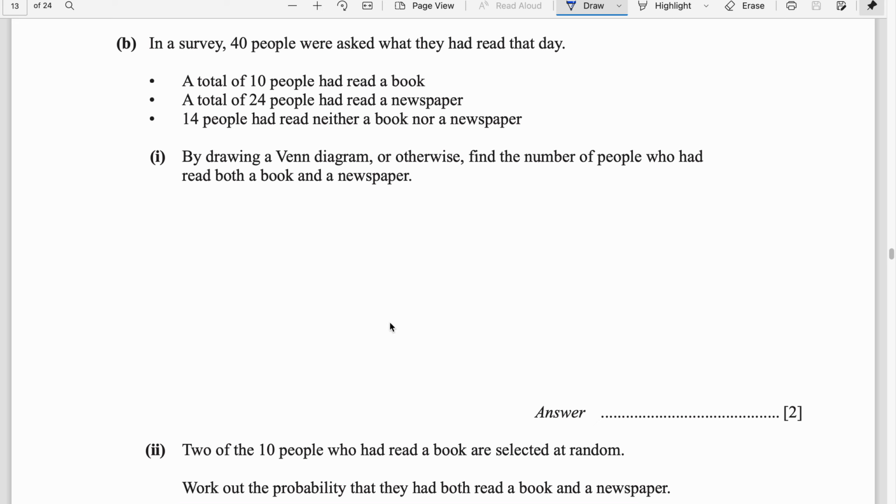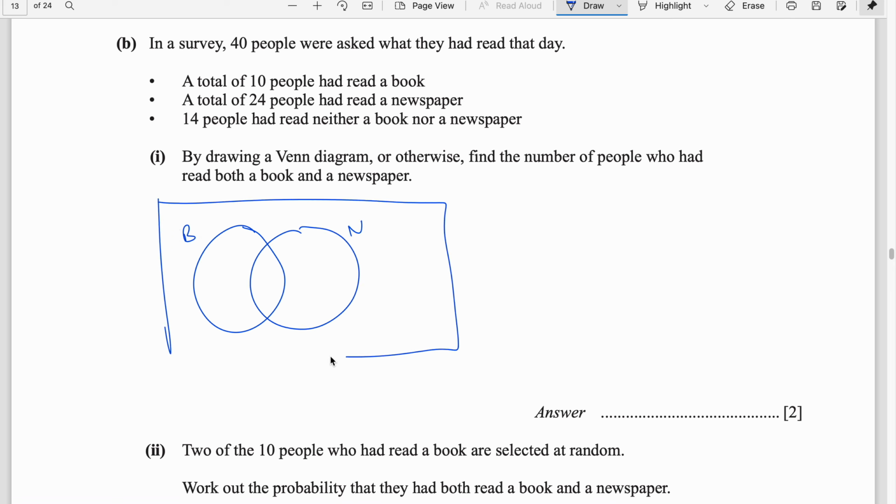Book and newspaper. So we are talking about book and newspaper, only two options. So two circles enclosed in a universal complete set box. A total of 10 people had read a book. So this is book. This complete circle would mean it is 10. And a total of 24 read newspaper. This complete circle consists of 24. 14 didn't do anything, so 14 lies here.